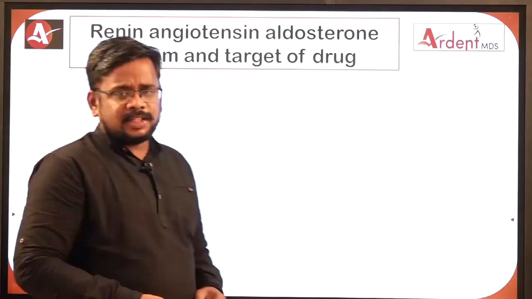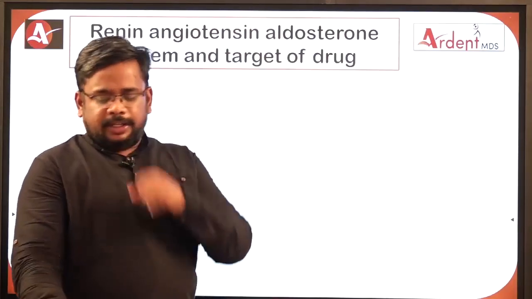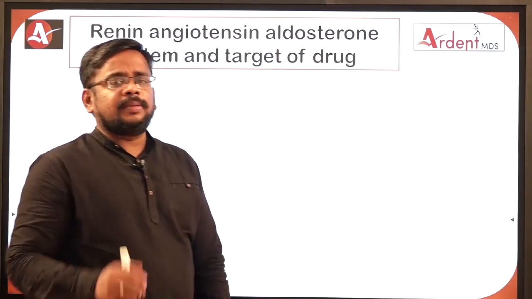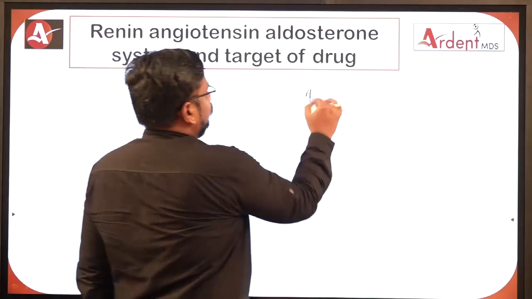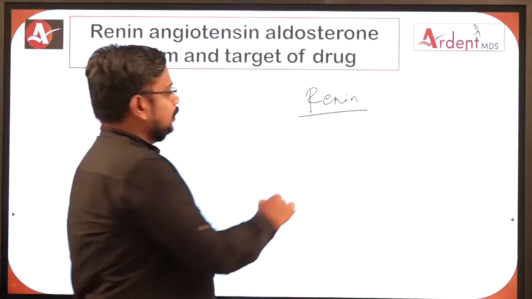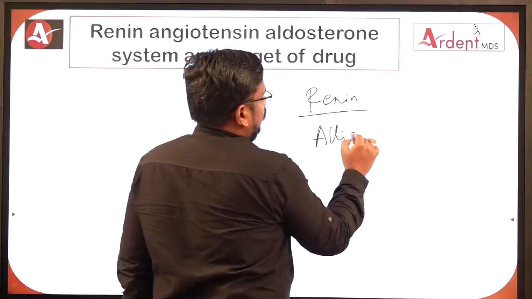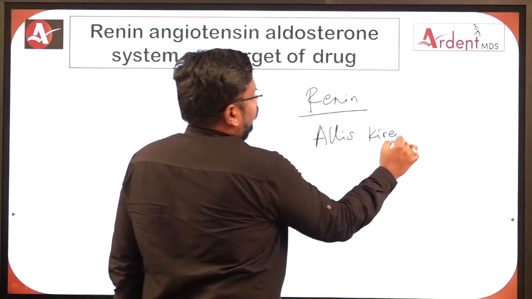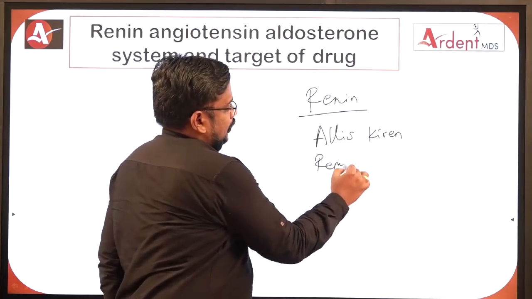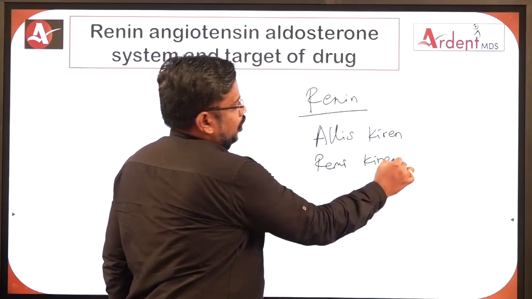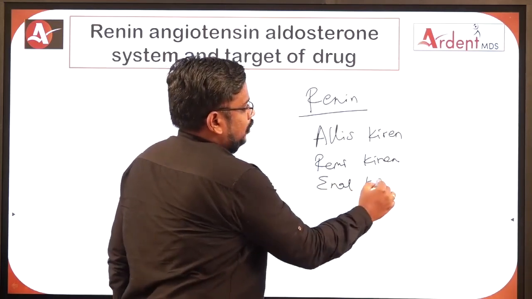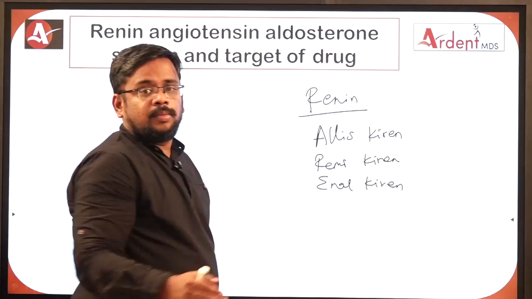The first system is about renin inhibitors. Examples for the renin inhibitors are number 1, aliskiren, number 2, remikiren, and number 3, enalkiren, and number 4.